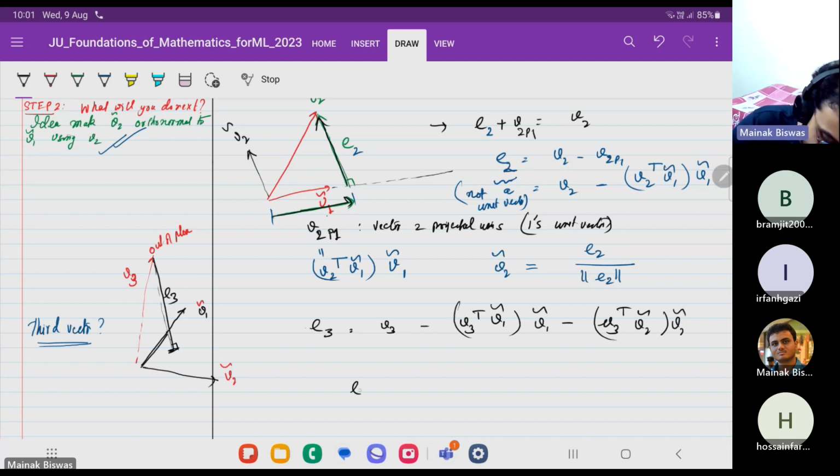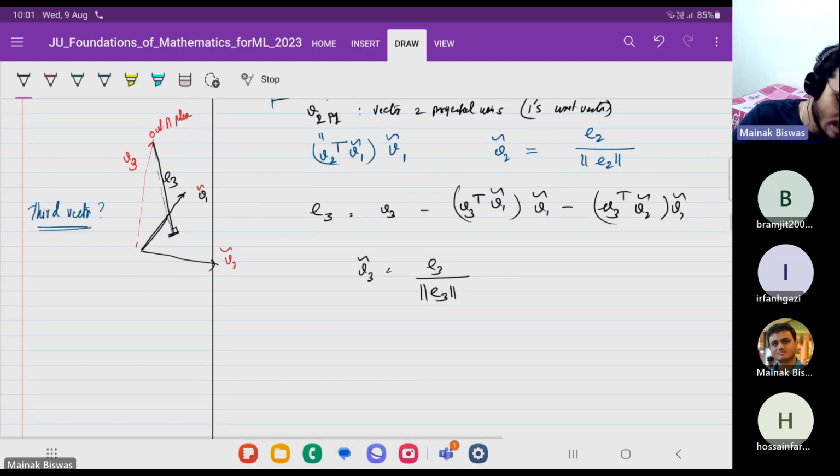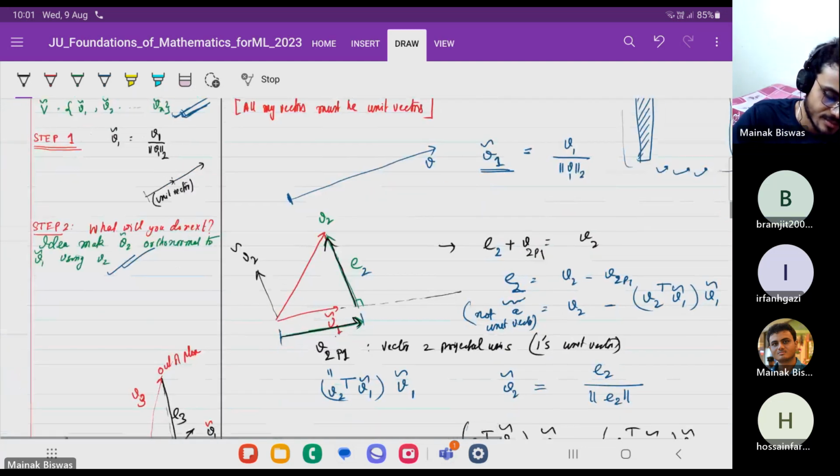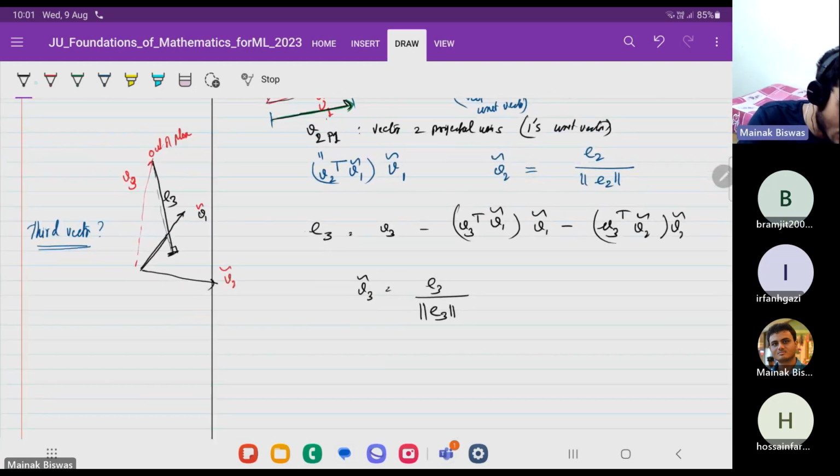So you will end up with V3 tilde as E3 by mod of E3. Can you just explain this part again? How you got E3? So E2 is clear, right? Yes, E2 is clear. So for E3, what do we want?